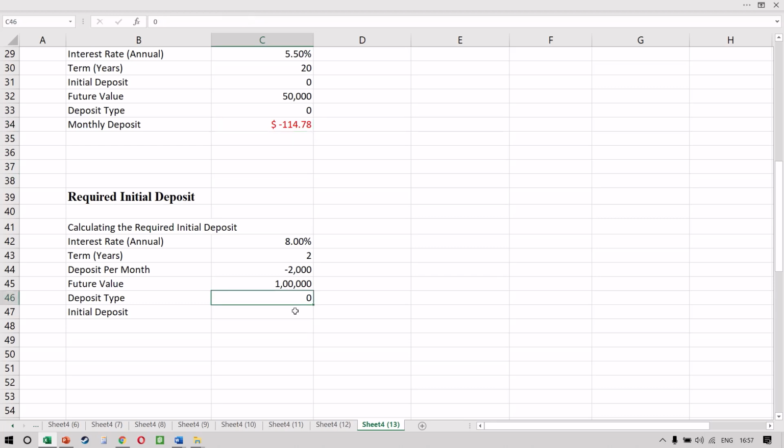The function here will be very similar to the previous one, which is PV, the rate divided by 12, the term multiplied by 12, and then we have the deposit per month, we have the future value and the deposit type, and it gives us 41,038, which is the initial deposit required.